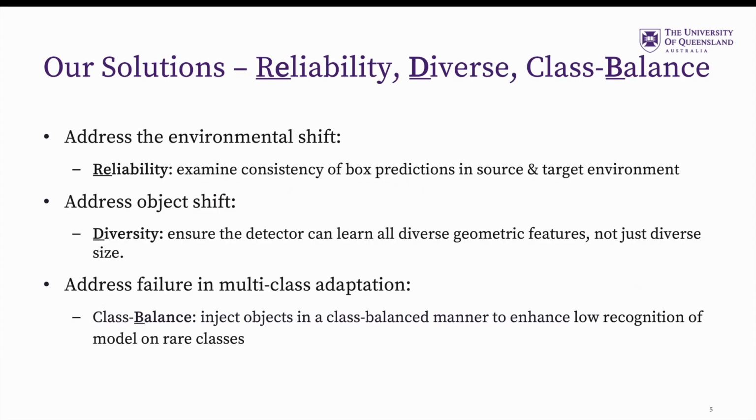To address the environmental shifts, we aim to generate reliable pseudo-labels for self-training by examining the consistency of box predictions in the source and target environments. To address the object shift, we want the pseudo-label set to be diverse enough to ensure the detector can learn all diverse geometric features, not just diverse size. To address failure in multi-class adaptation, we augment target point clouds by injecting objects in a class-balanced manner to enhance the recognition of the model on real classes.